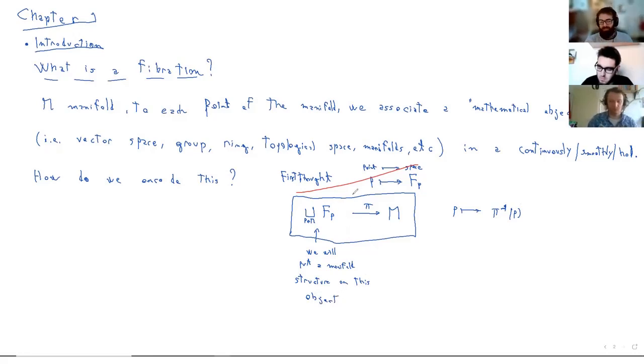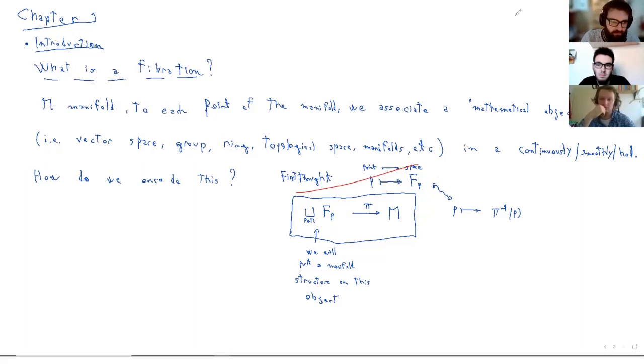And then when we want to talk about continuous fibrations, we will ask that this map pi is continuous. If we want to talk about smooth fibrations, we ask that pi is smooth, and for holomorphic fibrations, we ask that pi is holomorphic. Okay. So this association of a point to a space or a mathematical object is actually reversed. You have a collection of mathematical objects, and each one of them goes to a point.